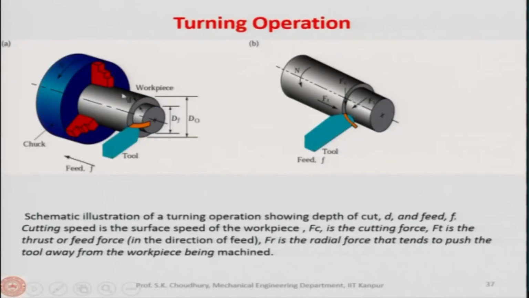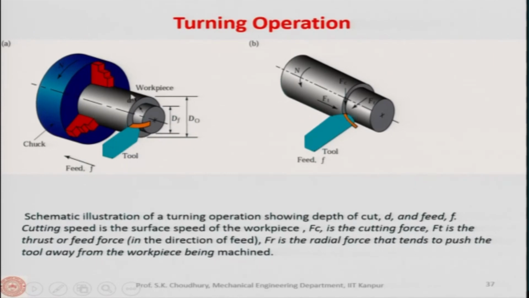Now, here the turning operation is shown. This is the 3-jaw chuck, and this is the workpiece mounted on the 3-jaw chuck. We will demonstrate this principle of working in the laboratory when we go to the lab. I will show you in the lab.